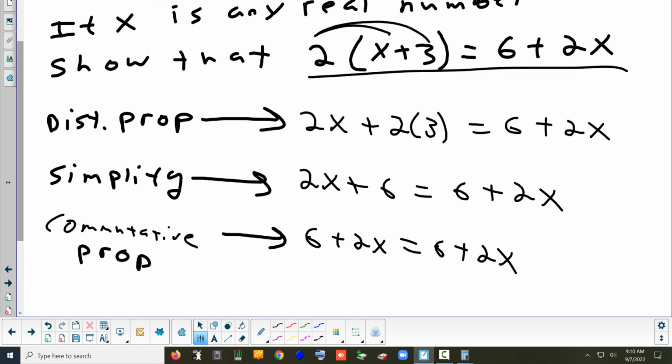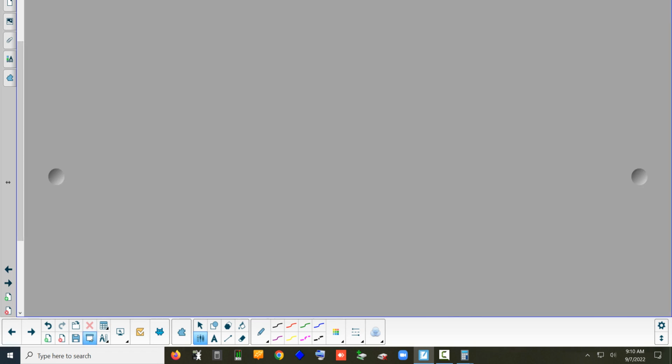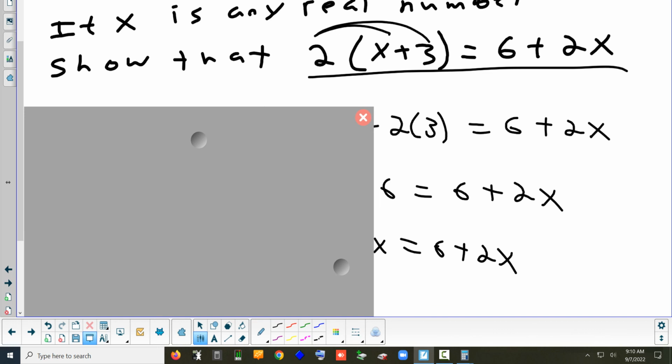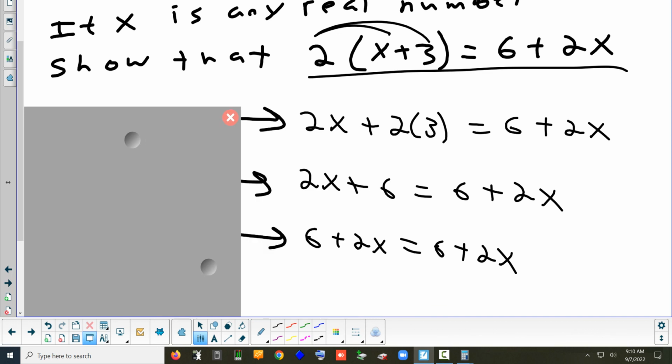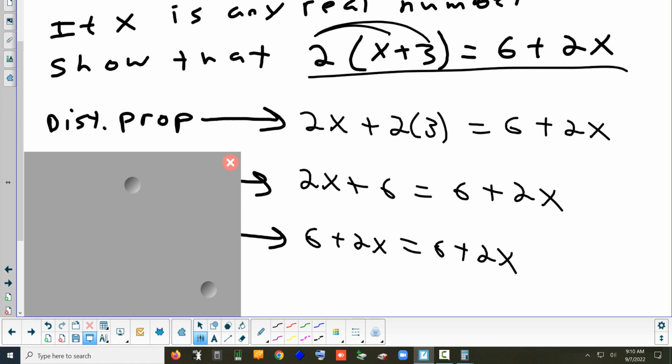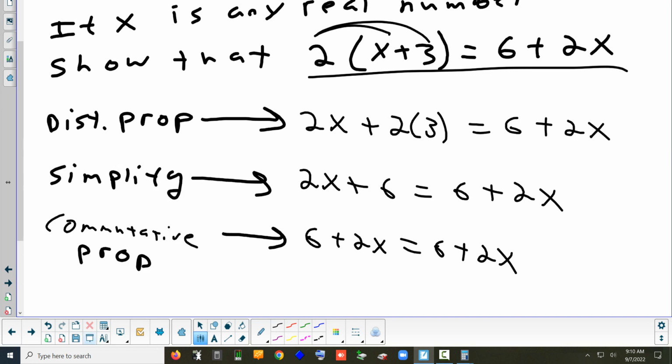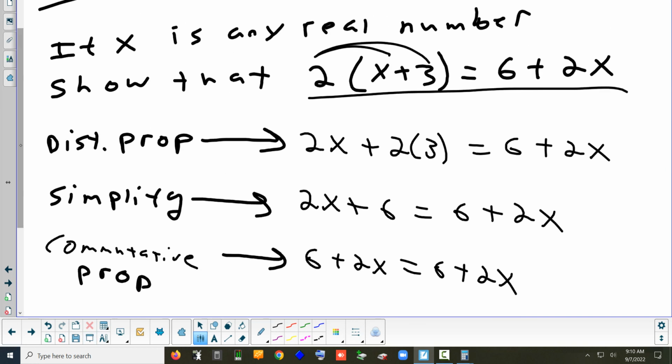And this kind of problem, we could do it either way. I could have also given you all the work and said, okay, what step is this called when you distribute the 2 to each number? And then you would have written down distributive property. So you could do it that way as well. Okay, any questions on that?